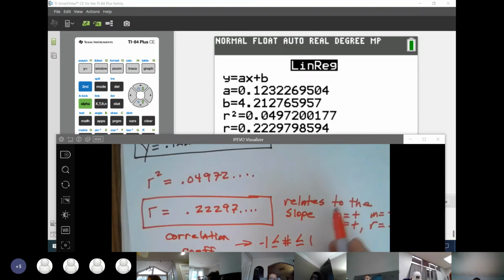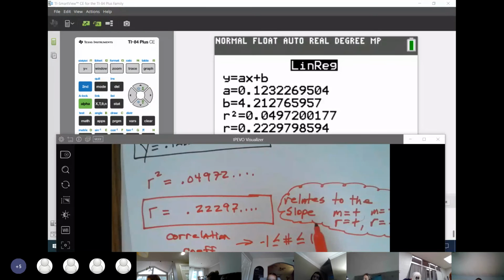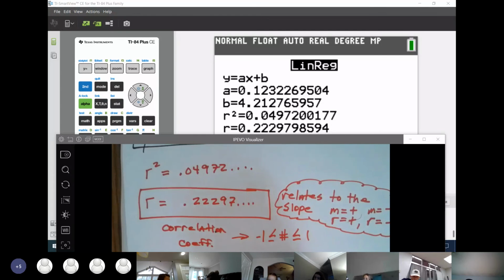That's a test question right here. This right here is one test question out of about 5. How does the slope relate to the correlation coefficient? And there's your answer. If the slope is positive, the correlation coefficient will be positive. If the slope is negative, the correlation coefficient will be negative. Now, the closer you are to -1 and +1, the stronger the correlation. And we're going to talk about correlation here in just a minute.